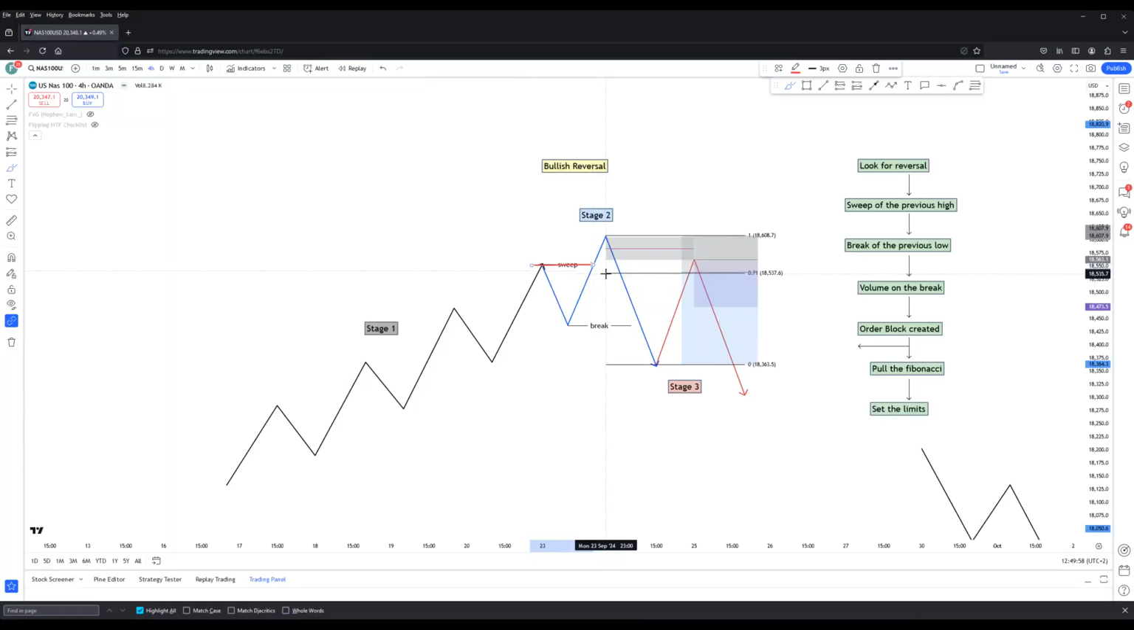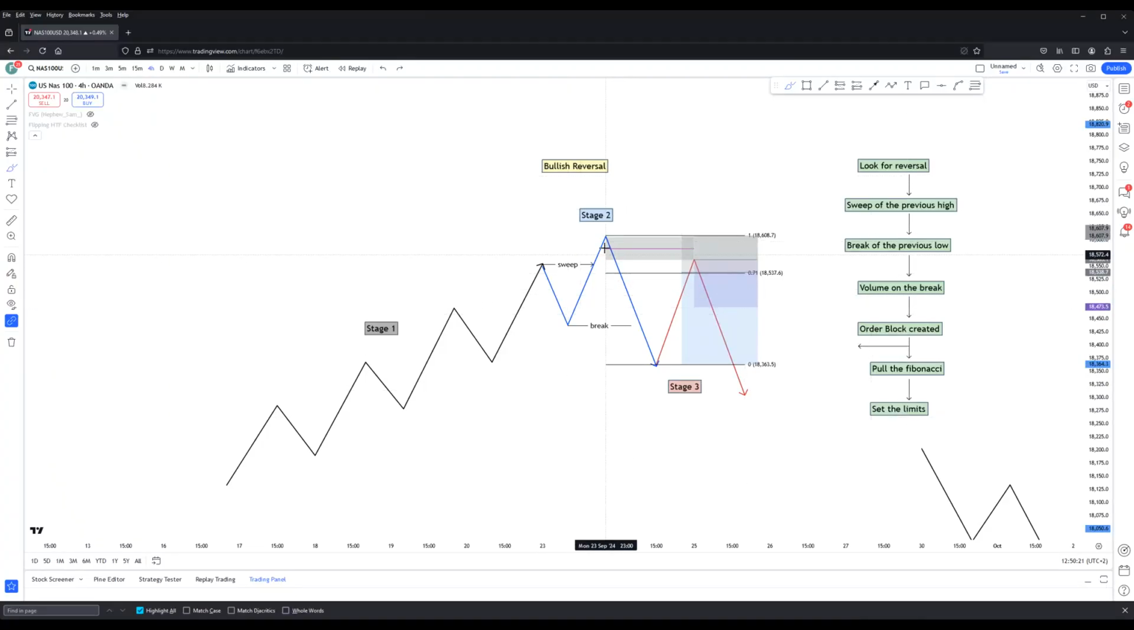So, sweep of the high point with a wick, and then after this we look for the break of the low point with a body closure. So we are looking for the candle body close below the previous low point. If it happens, once again, logic is the same as in the continuation. We look for the volume on the break, we look for order blocks, and we look for the Fibonacci, and then setting the limits. Optional liquidity plus.